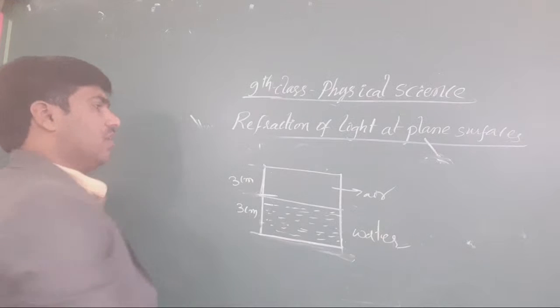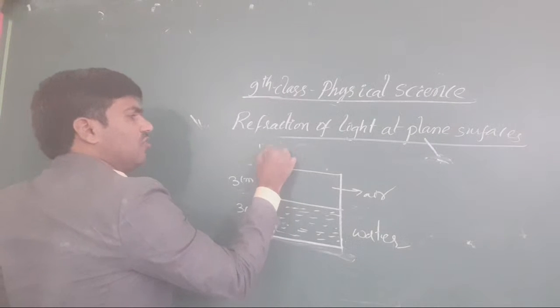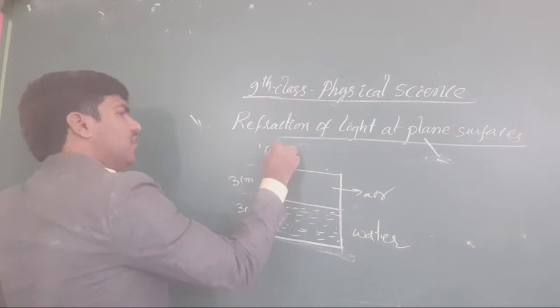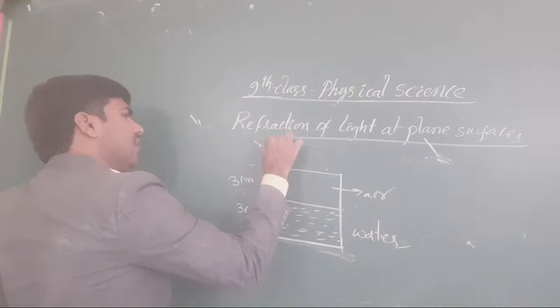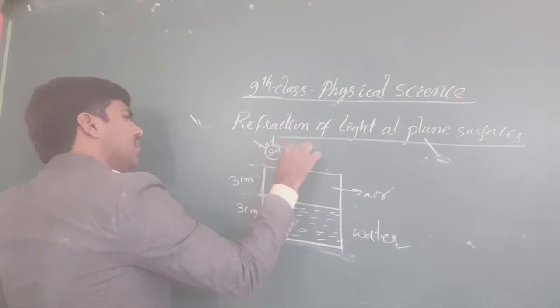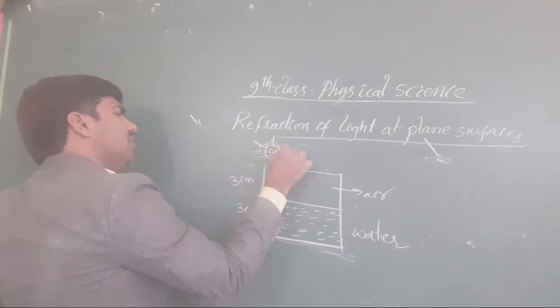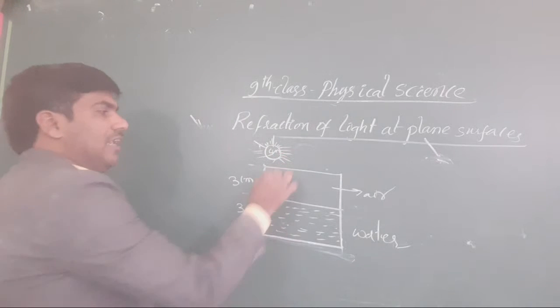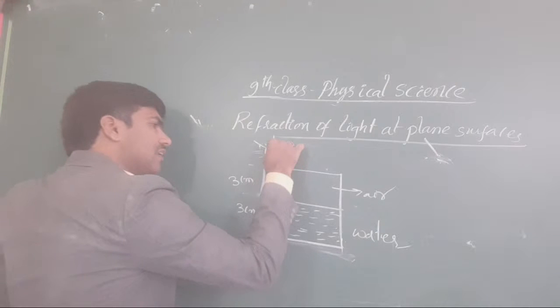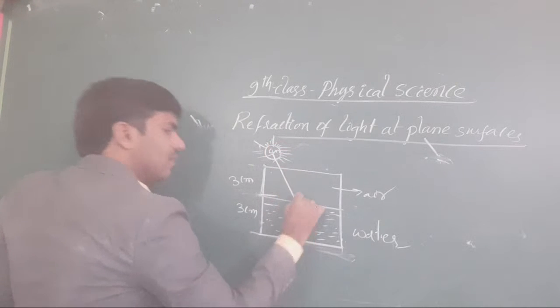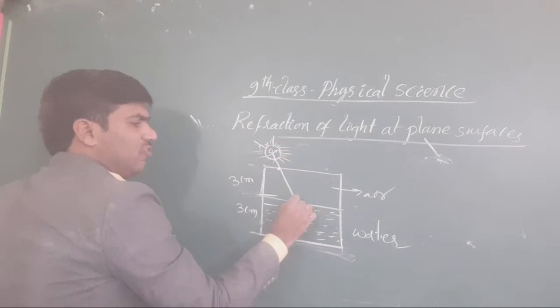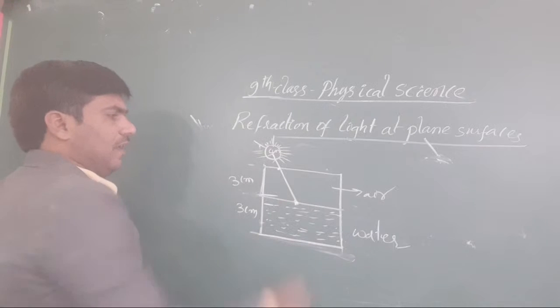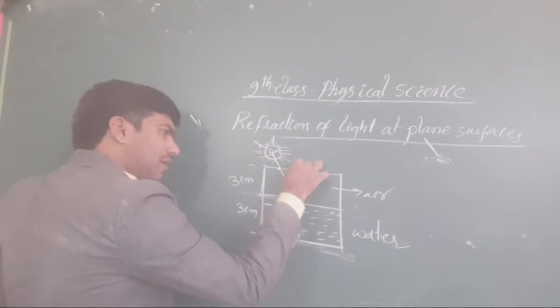Got it or not? Now one source of light comes for us. Clear or not, all the students? There is a source of light here. When the light comes from the source, it travels here like this. Now it has traveled this much distance, and we draw a normal here.